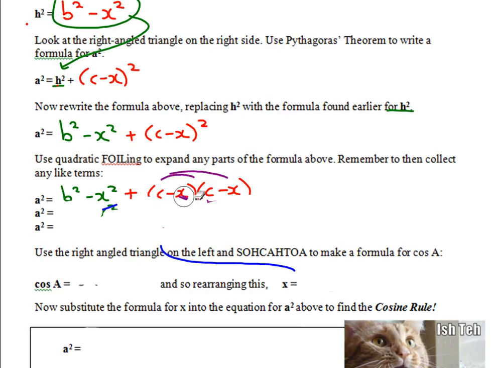And then we need to do the foiling. So that's what I'm showing with my rainbows here, to show that I'm going to do some foiling now. So b squared minus x squared plus c minus x, c minus x. Next step, do your foiling.